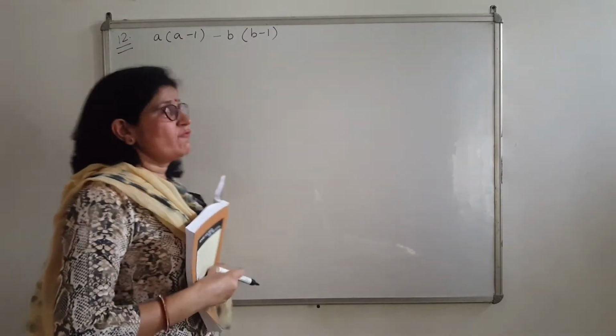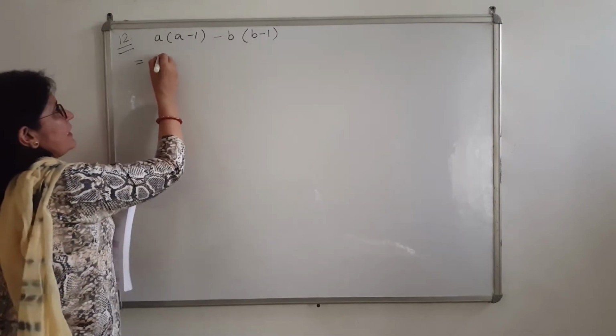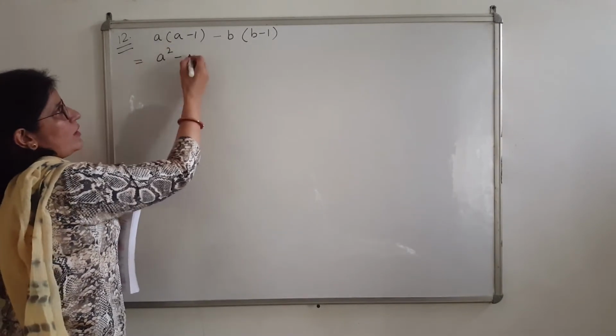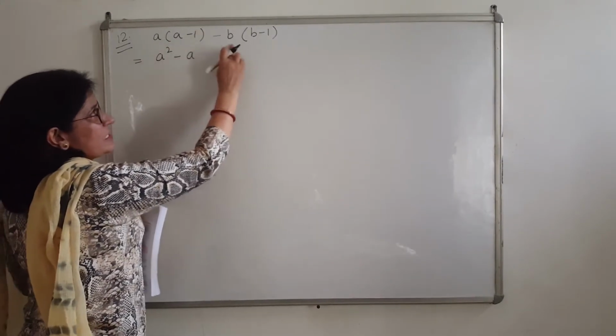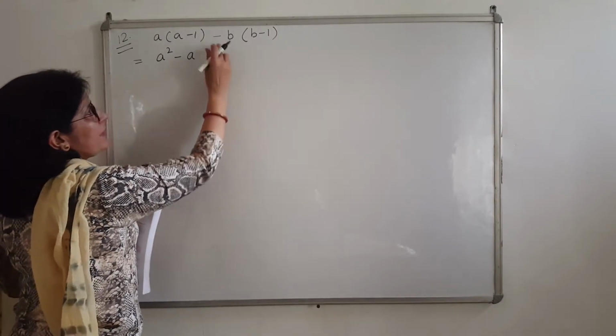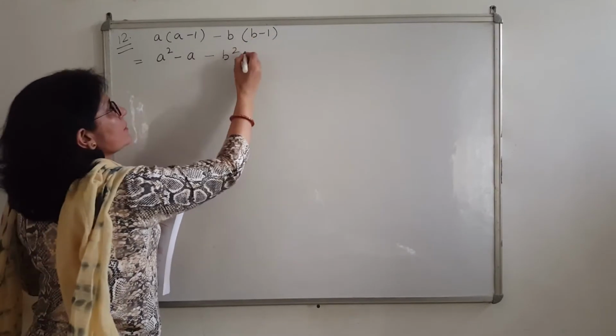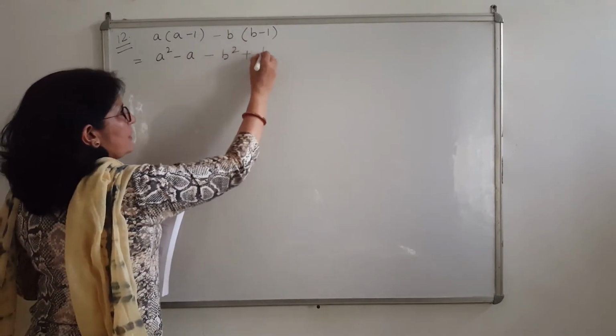What we will do? First we have to multiply. When we multiply a with a, we get a square, a into 1, a. Similarly, this minus b we will multiply with b minus 1. When we multiply minus b with b, we get b square. Minus into minus plus, b ones are b.